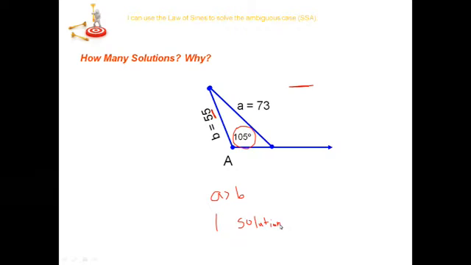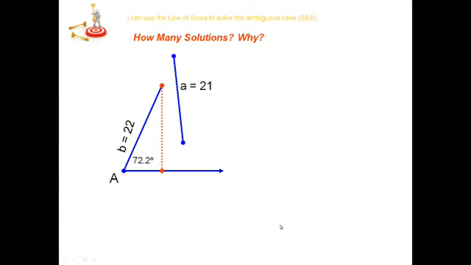Okay? Let's look at another option. Okay, what's going on here? I have an angle of 72.2. The side next to my angle is 22, and I've been given a side of 21. So first of all, let's see if it's going to fit in my triangle by checking my height here, h. So let's find h.